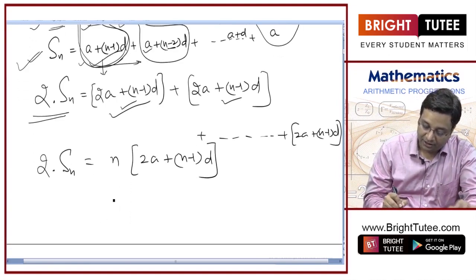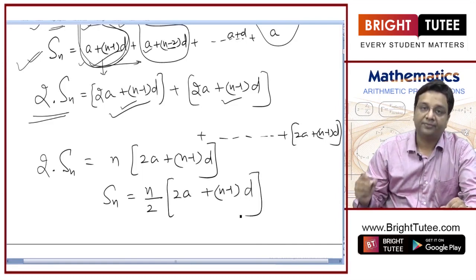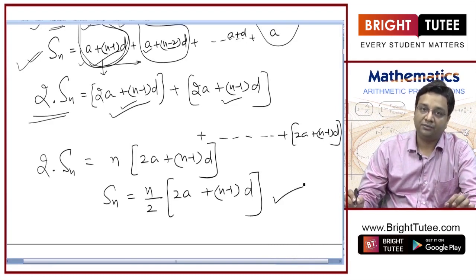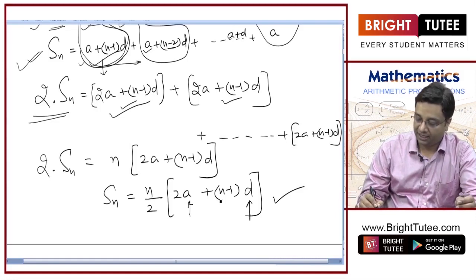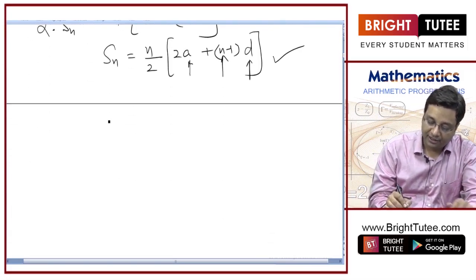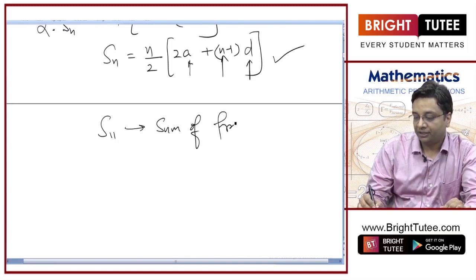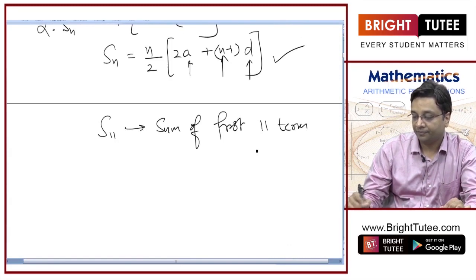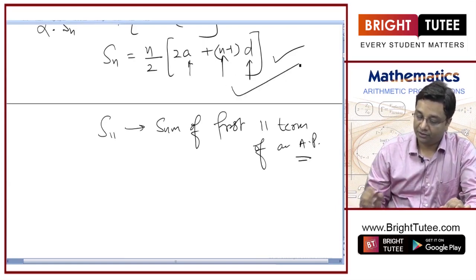So we can say that the sum of n terms is equal to n by 2 into 2a plus n minus 1 into d. Okay, so this is the sum of n terms of an AP, where a is the first term of the AP, d is the common difference, and n is the number of terms of the AP. So if I write S11, it will mean the sum of the first 11 terms of an AP. Okay, so this is the formula for the sum of n terms.